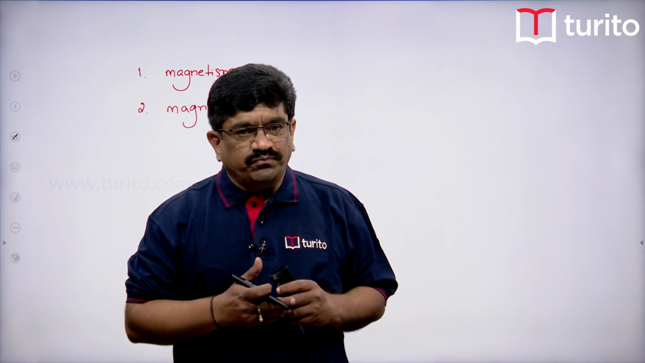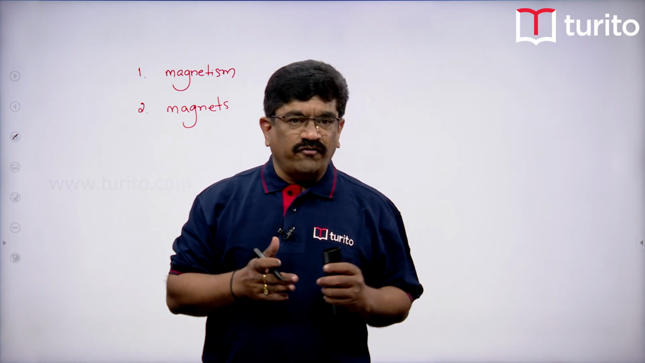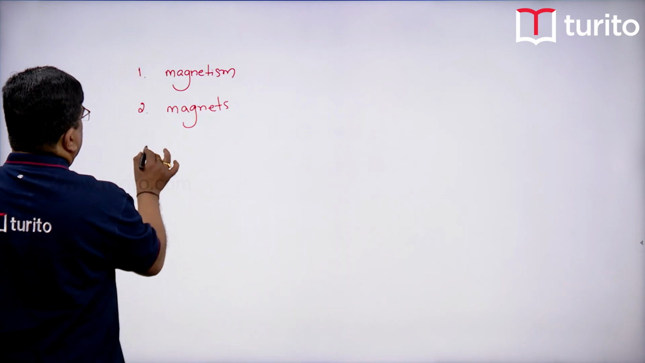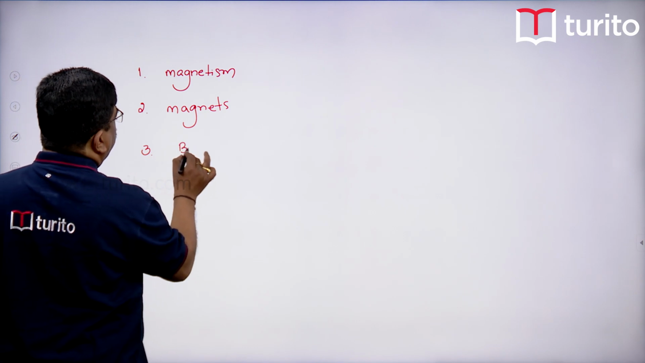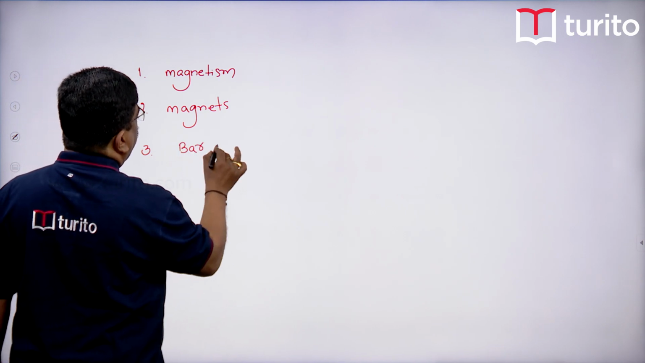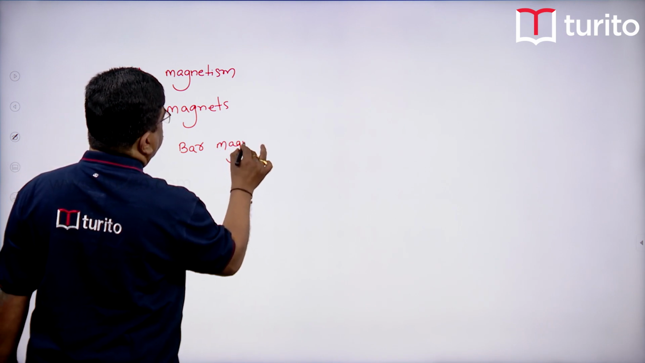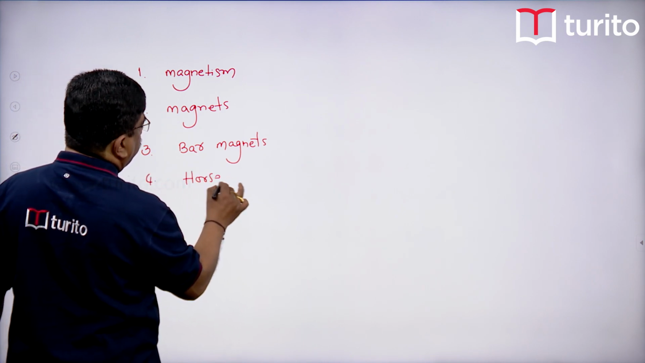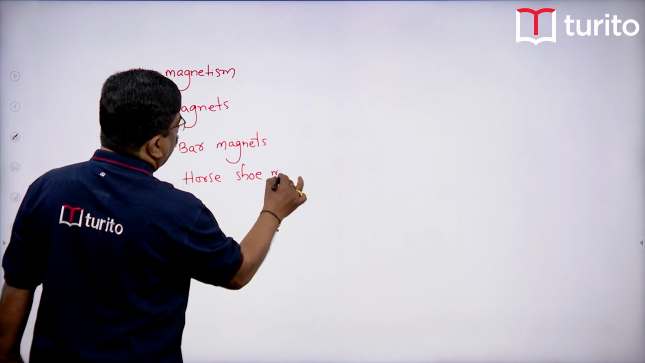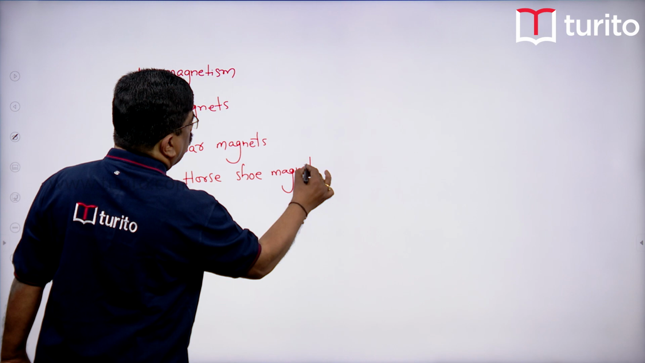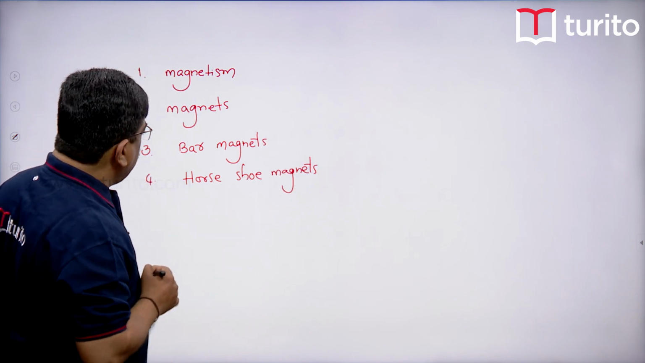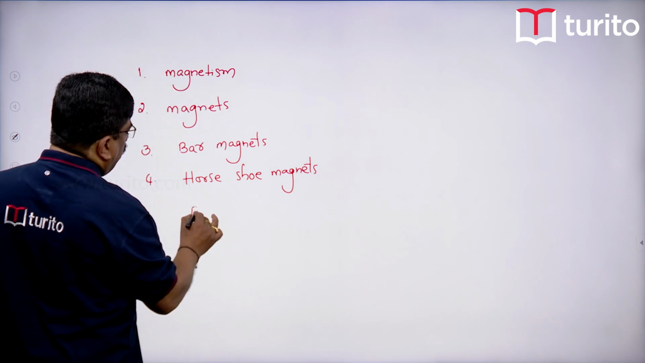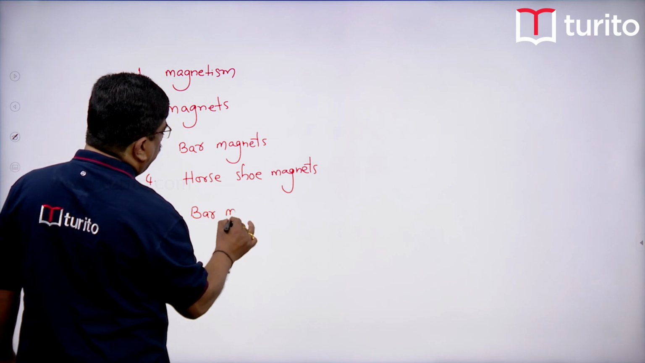In our discussion we are mainly concentrating on two types of magnets, bar magnets and horseshoe magnets. These are the two important types of magnets, and when we come to the bar magnet, what are the points we have to understand? Here we are particularly concentrating on the bar magnet.